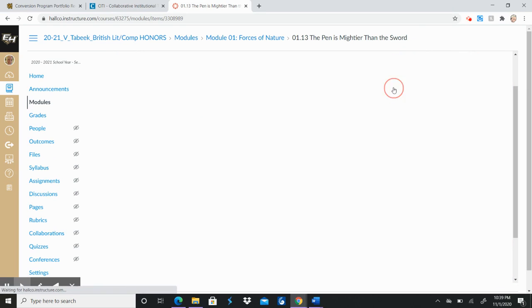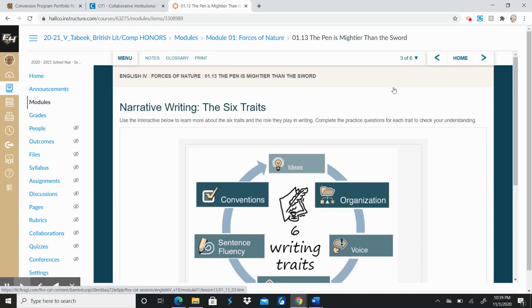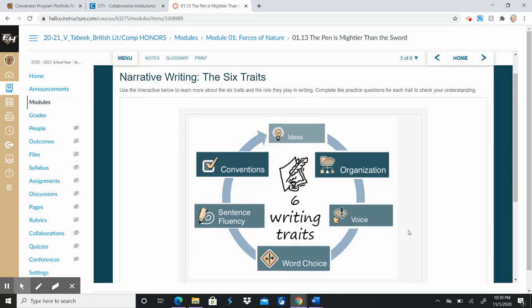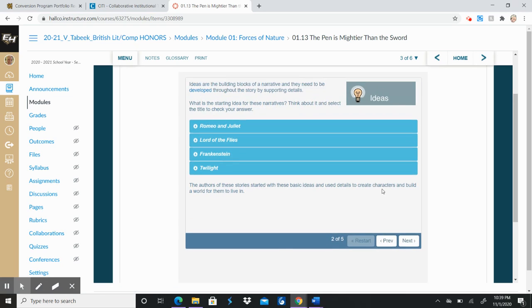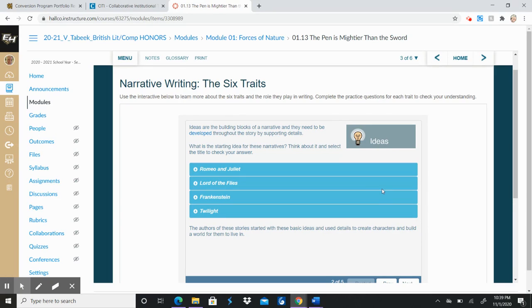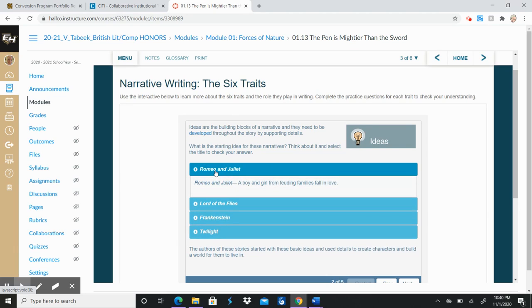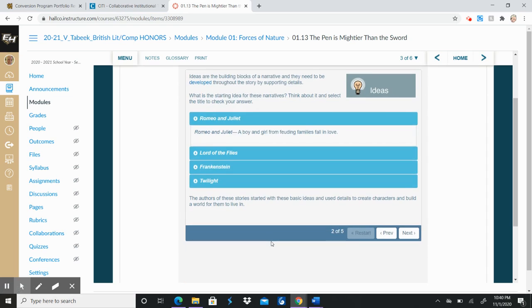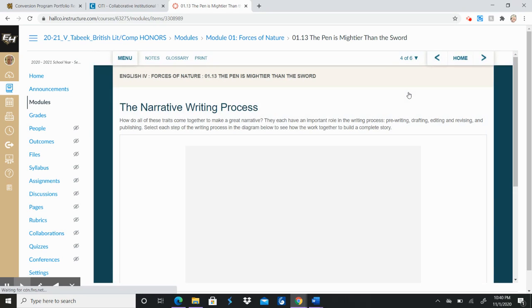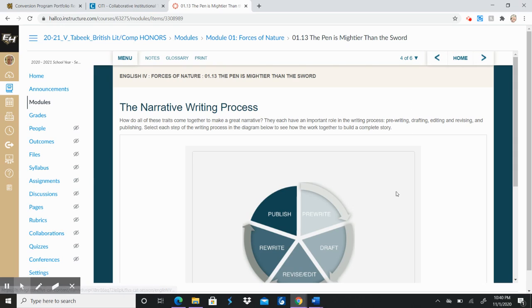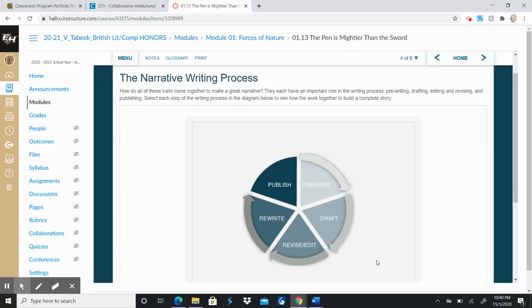And then we move on to page 3. And now you have more information on the 6 traits. Go through this little tutorial here. It will take you through some examples and show you how each one of these stories started with a particular idea. Okay. Then you have page 4. And this again takes you through this whole cycle of pre-writing, drafting, revising and editing, rewriting, and then publishing. And of course, this week we're just going to barely get into the pre-writing part of it.